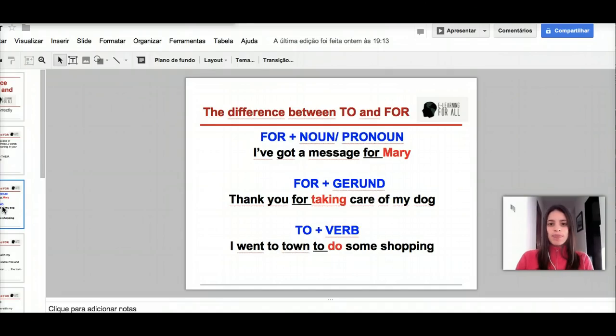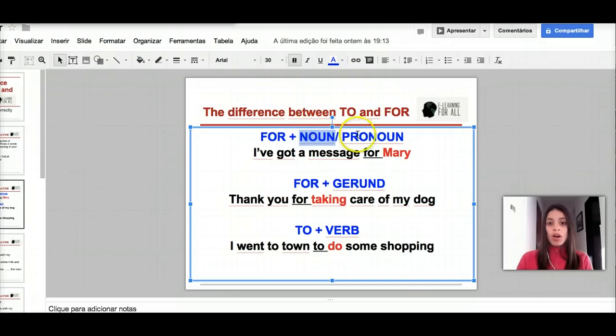The first tip is if you have a noun or a pronoun, the preposition you're going to use is for, okay? If it's another context, maybe you're going to use another preposition, but if we're talking about to and for, and you have a noun or a pronoun, you should use for and not to, okay? So for will come with nouns or pronouns, yes? Like this example here. I've got a message for Mary. Mary is a noun, a proper noun. Yes? Perfect.